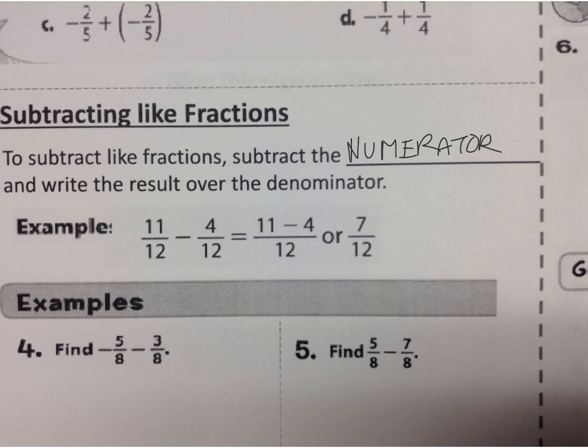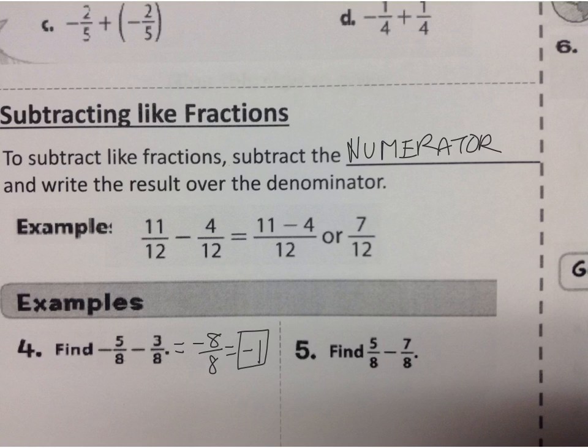Example 4. Find negative 5 over 8 minus 3 over 8. First we check that the denominators are the same, which is 8. So if they are, I'm going to go ahead and just subtract the numerators. Negative 5 minus 3 will give me negative 8 over 8. Now we're going to reduce this, and that's going to be negative 1 as my answer.